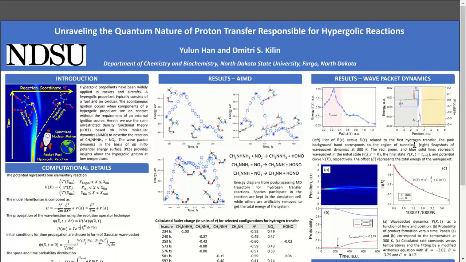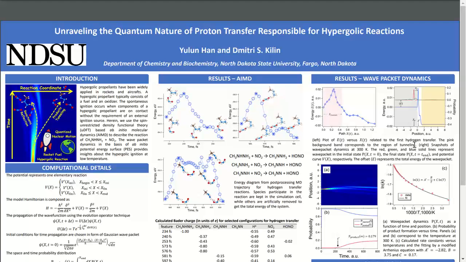In this study, we first use DFT-based ab initio molecular dynamics to simulate the chemical reaction of monomethyl hydrazine with nitrogen dioxide. From AIMD calculations, we can get the ab initio potential energy surface. With this potential energy surface, we can use it as an input to run additional nuclear wave packet dynamics calculations. So the take-home message is that quantum tunneling is responsible for the hypergolic reaction in this system.